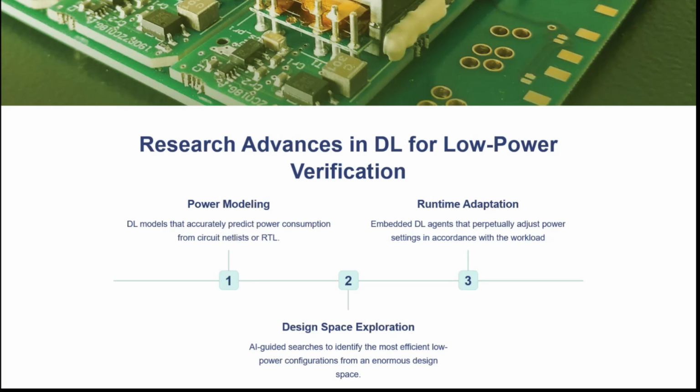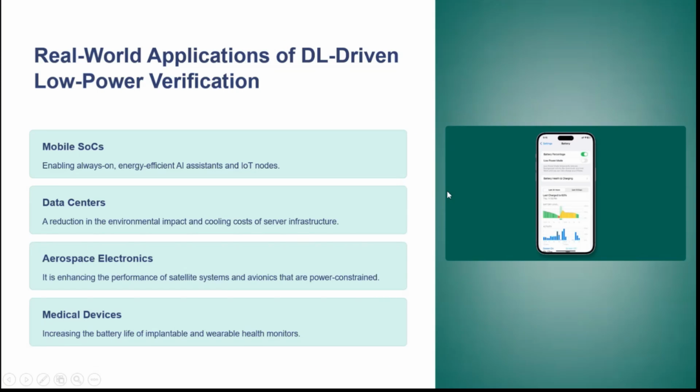In design space exploration, the AI guides us to identify the most efficient low power configurations from enormous design spaces. In runtime adaptations, embedded deep learning agents purposely adjust power settings in accordance with the workload. So while coming into real world applications of DL driven low power verifications, there are various applications available.